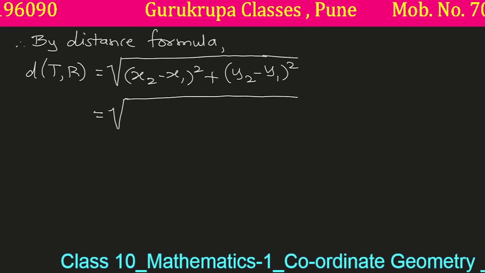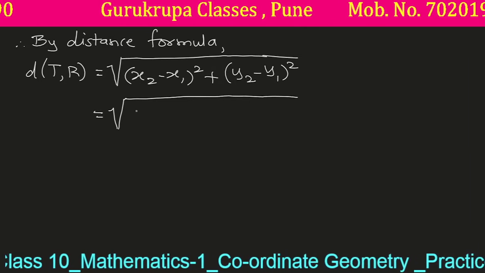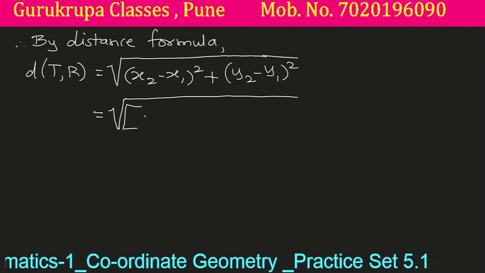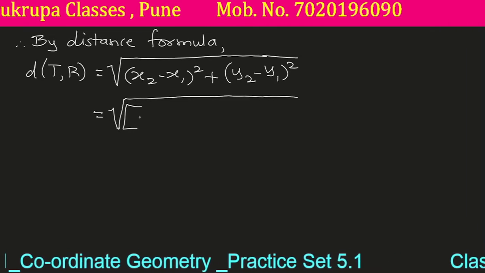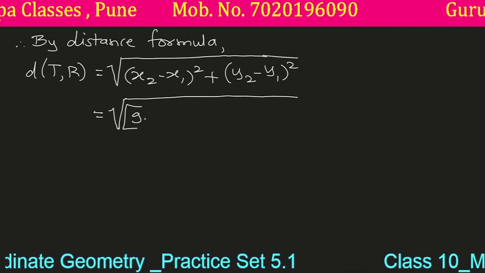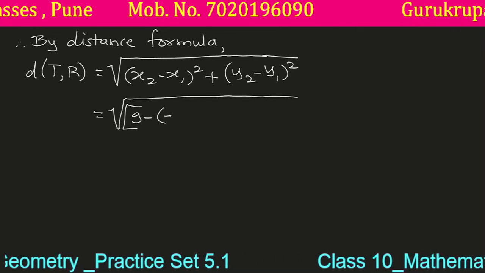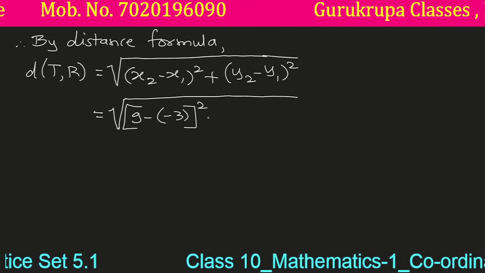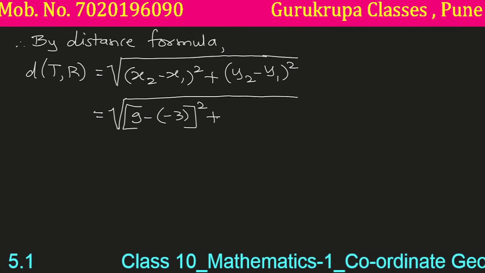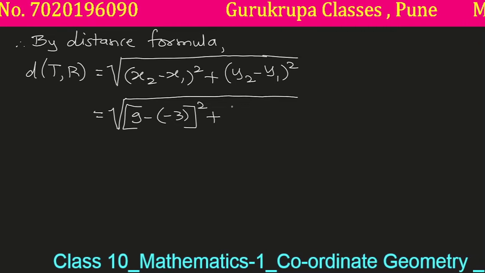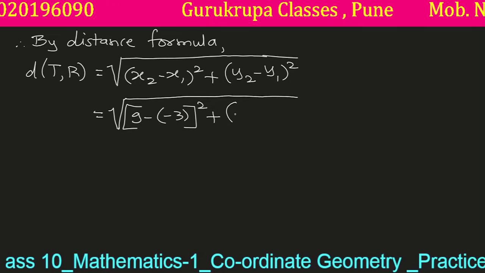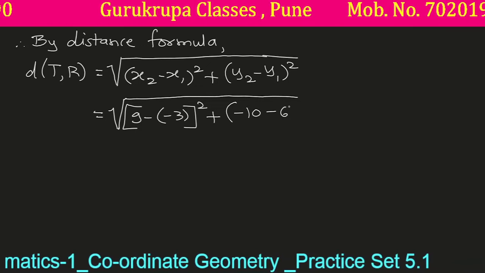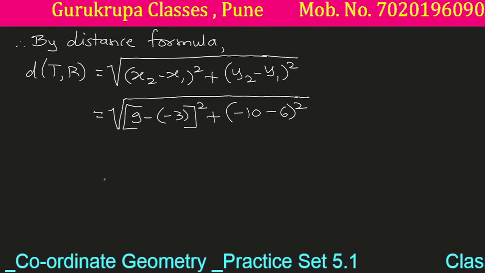So x2 minus x1. x1 is negative, so here we should take a bracket. And x2 is equal to 9. So 9 minus negative 3. Negative 3 should be written in the bracket. y2 minus y1: y2 is minus 10 and y1 is positive 6. So minus 6 square. There is no need to draw the bracket.